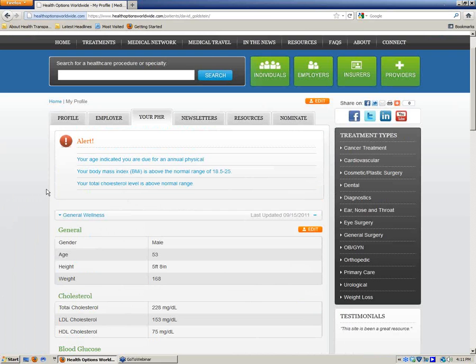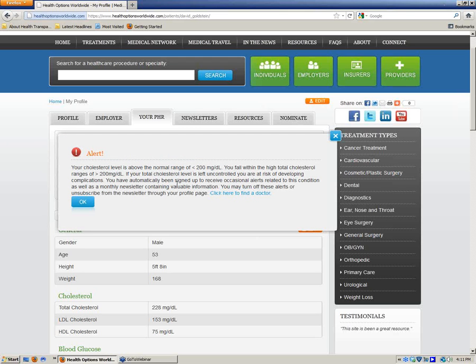What's very nice about this is we believe that we need to close the gap between education and action. So right here we have an alert. David is at risk: his BMI is above normal range, his cholesterol is above normal range, and he has not gotten his annual physical. These are all steps we know are important for David to act on, so he can reduce the likelihood that chronic disease progresses.